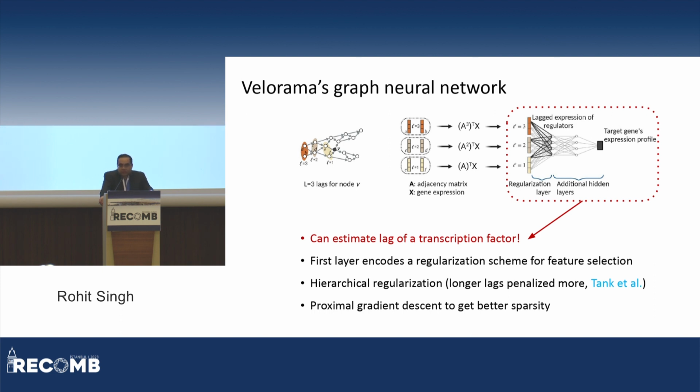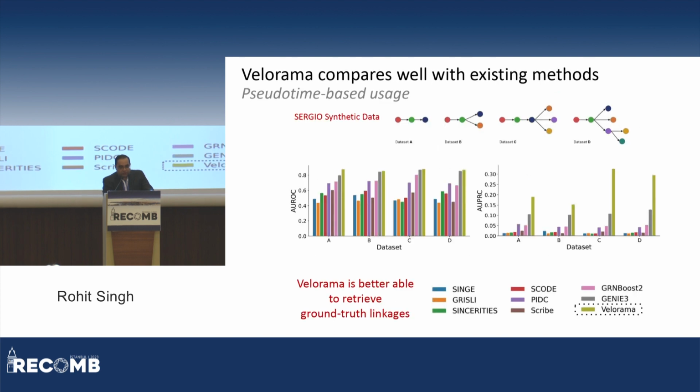OK, so let me show you some benchmarking numbers first. This is all based on synthetic data where you do have ground truth, so you can do an apples-to-apples comparison. And this is on a standardized Sergio synthetic data set. I'm first going to show you Velorama in the context of pseudotime data. And Velorama here is the olive bar on the far right, and just next to it is Genie. And as you can see, on an AUROC basis, Velorama does better than many of these methods. But what's even more striking is if you look at precision and recall, the outperformance is even more stark.